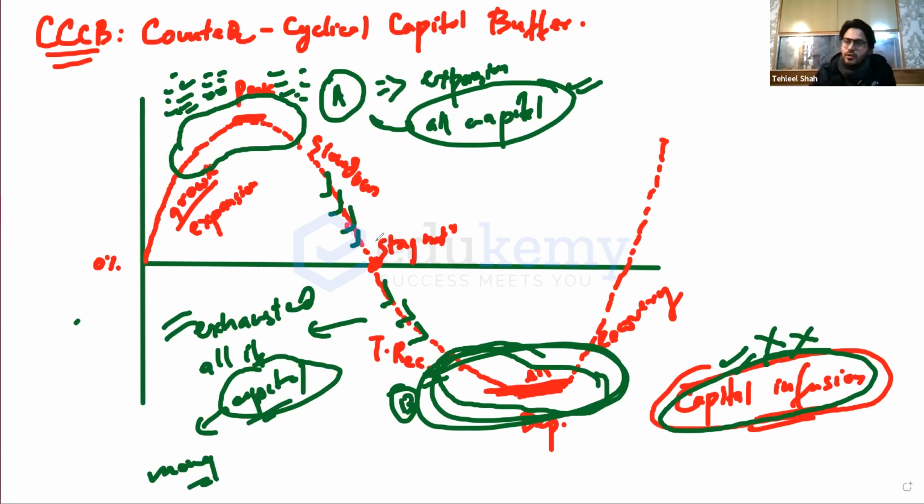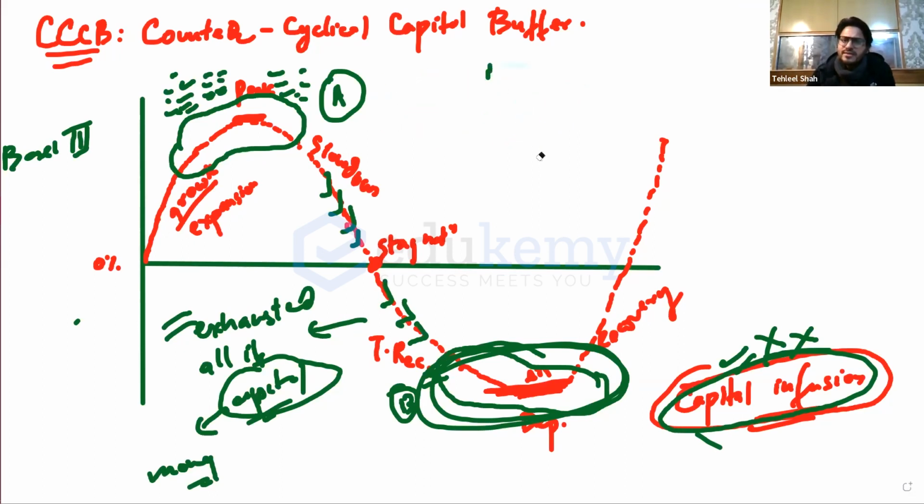This is where the Basel norm came in. Basel III gave us an idea: why don't we do one thing? Whenever the economy is in a boom phase, on a peak phase, and the economy is growing and expanding, at that particular point you have to maintain a CCCB of 2.5%. Keep putting some money aside, 2.5%. That is a countercyclical capital buffer. And this 2.5% will be maintained as a risk buffer, as a capital buffer.